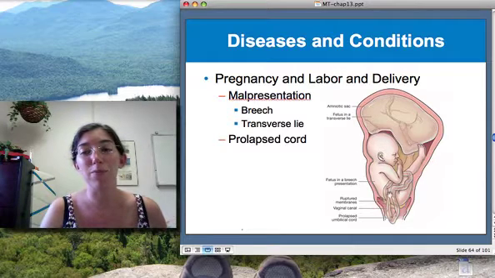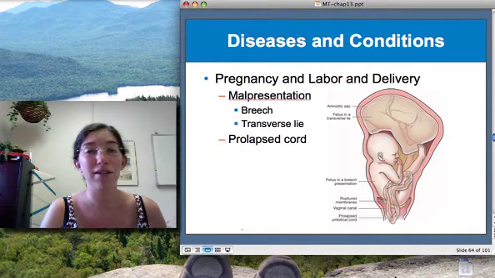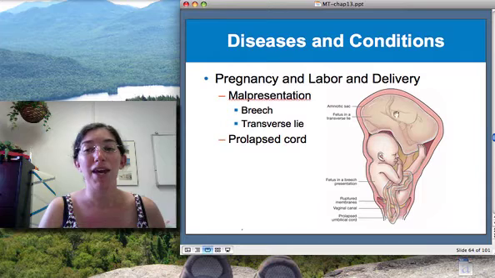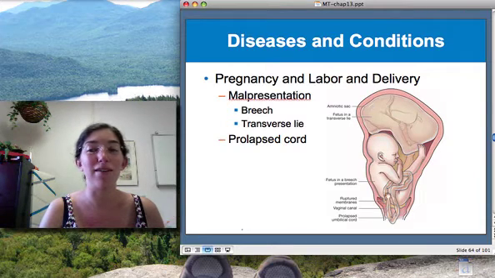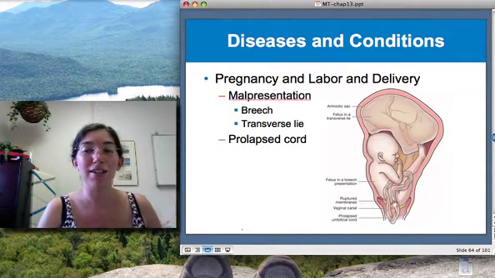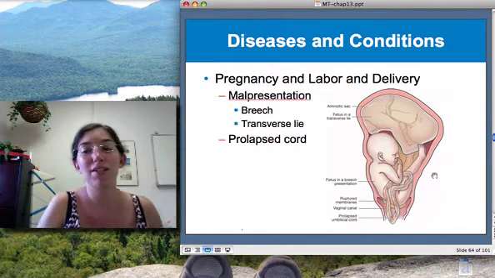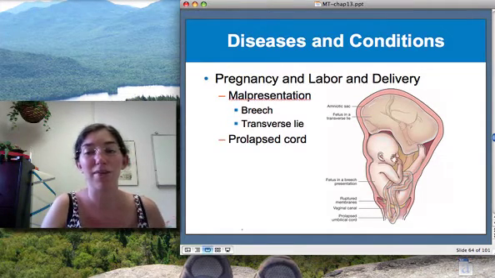If the baby is breech, that means the butt is facing downwards. There are different breech positions. You can have the head superior and the rear inferior, but you can have a leg sticking down. You can have two legs sticking down. There are different breech presentations, but either way, the head is not pointing down.